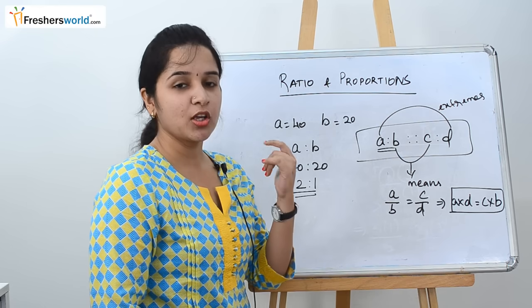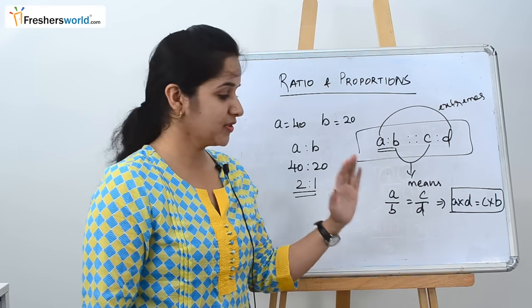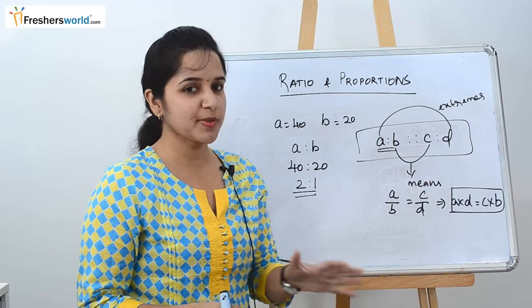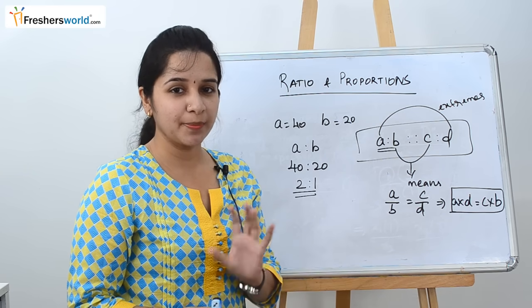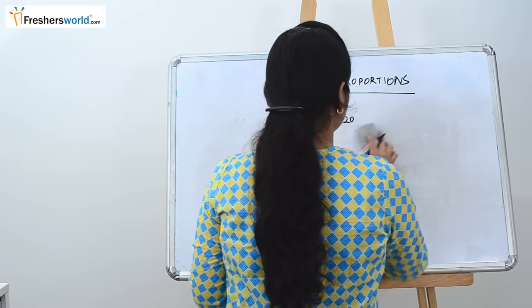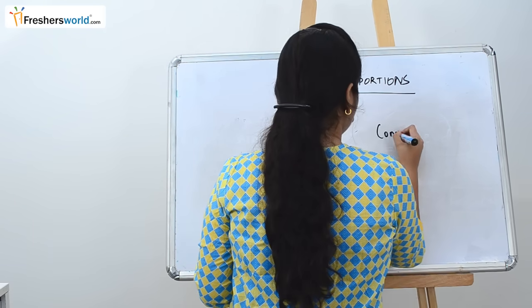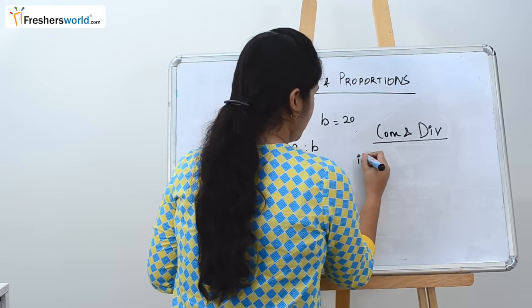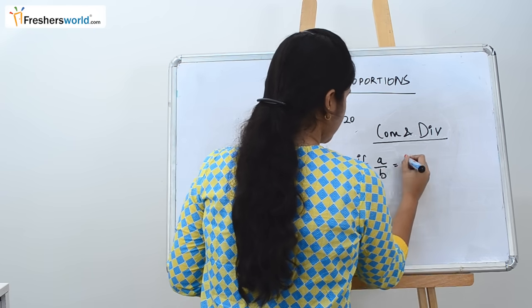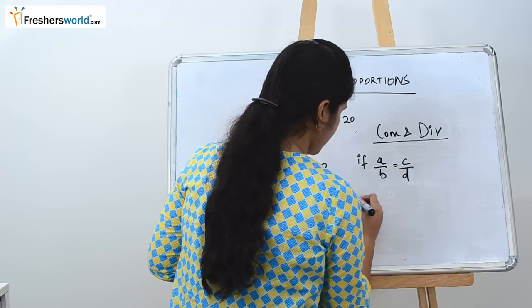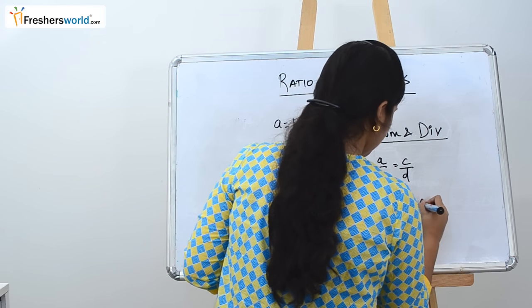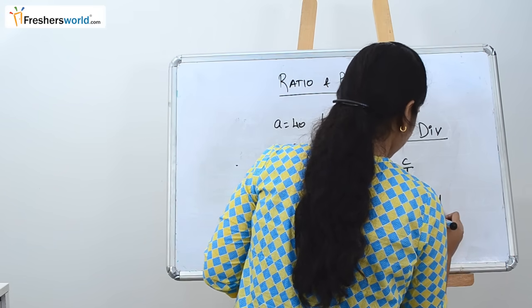After this we are going to talk about the componendo and dividendo rule. As of now I am just going to tell you the formula for it. In future problems we will be solving how to apply componendo and dividendo. As we know, if A by B is equal to C by D, then the formula is A plus B by A minus B, which is equal to C plus D by C minus D.